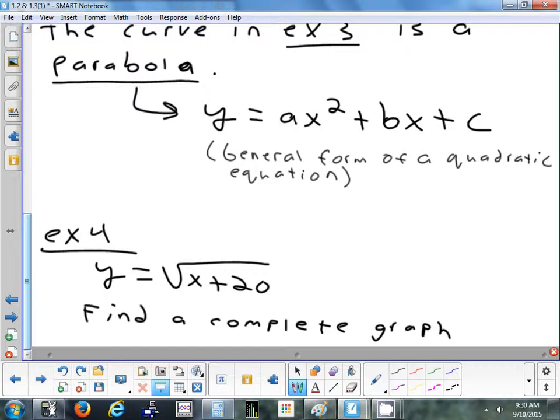For example, if you plugged in negative 50, that would be a problem. We can't do that. What kind of numbers would I be allowed to pick for x here? Any number from negative 20 and up. Just don't go lower than negative 20. If you do, and you plug it in, you're going to get a negative number under the root. And that's imaginary. We're not doing that.